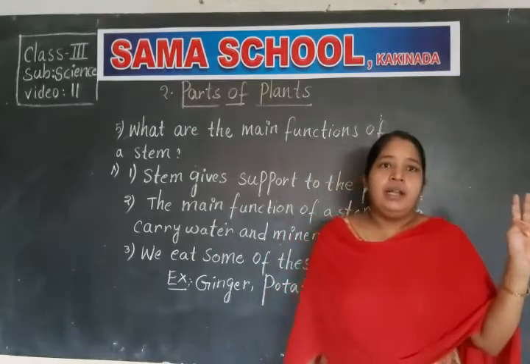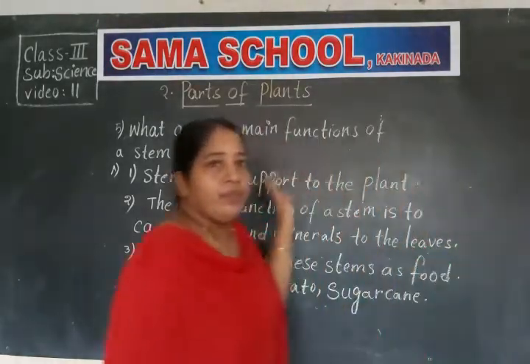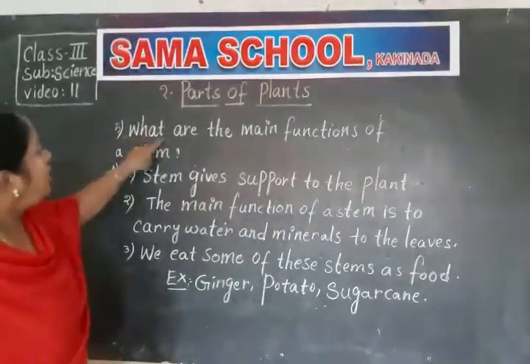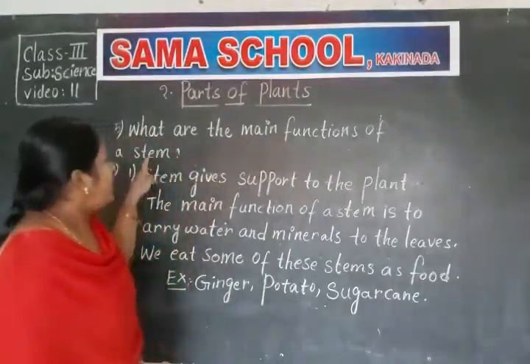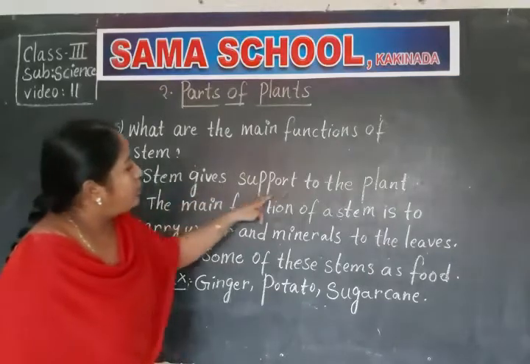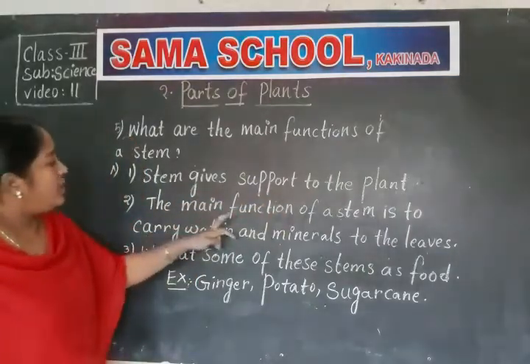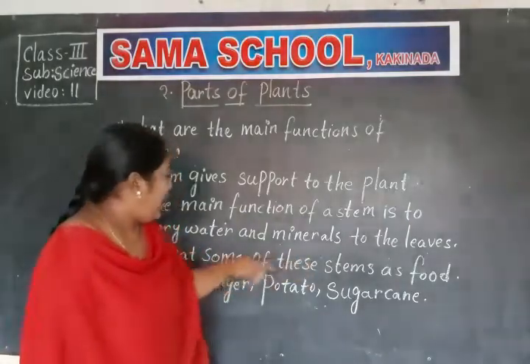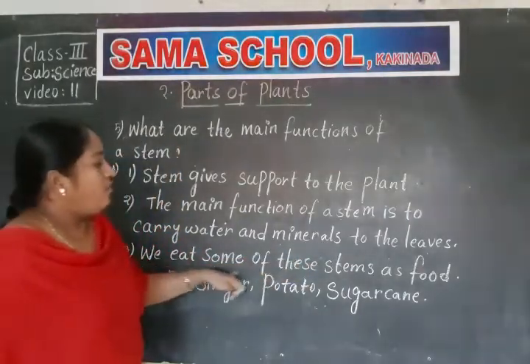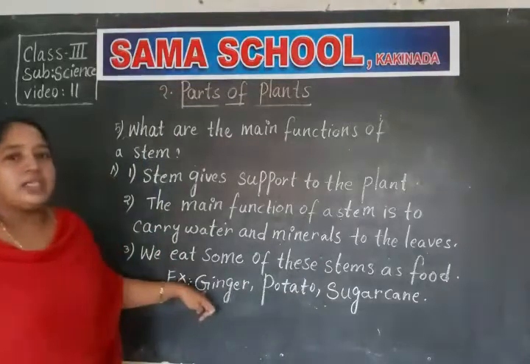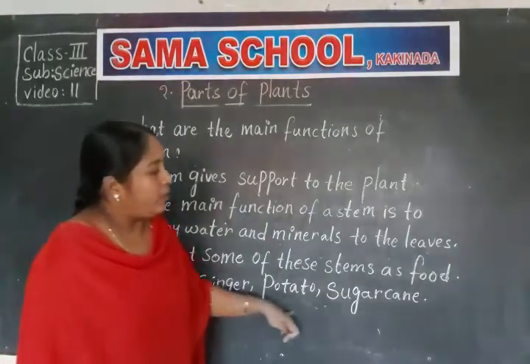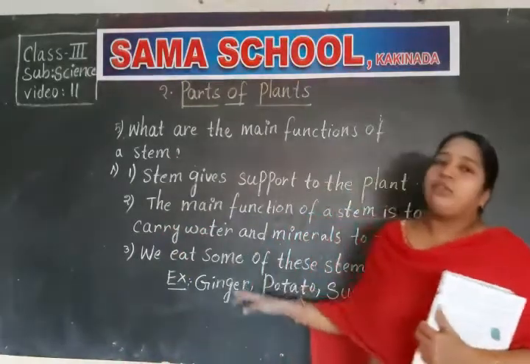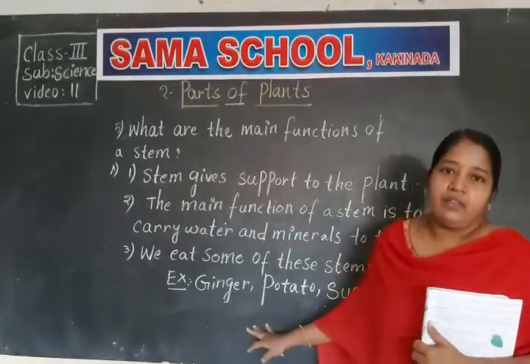Okay, children. Let's revise one more time. What are the main functions of a stem? Stem gives support to the plant. The main function of a stem is to carry water and minerals to the leaves. We eat some of these stems as food. Example, ginger, potato and sugarcane. So these are the 5 questions. You have to learn these 5 questions by heart.